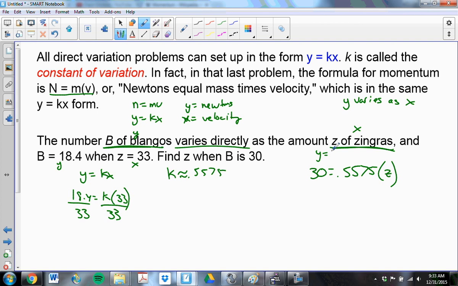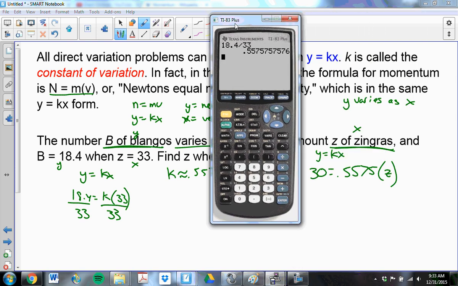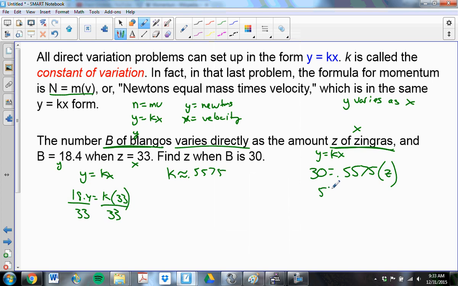This is my y equals kx form again, but now I know what k is, and I know what y is, and I solve. I recommend you leave that decimal stored in your calculator. So don't type in 0.5575, but do 30 divided by the previous answer. The second negative gives you your previous answer, and you get 53.8. So if b is 30, z was 53.8. You'll notice the b values got bigger, and the z values got bigger. So an increase in one led to an increase in the other.